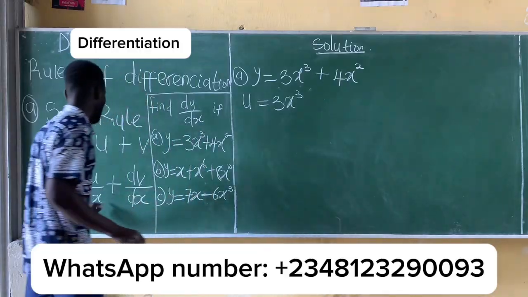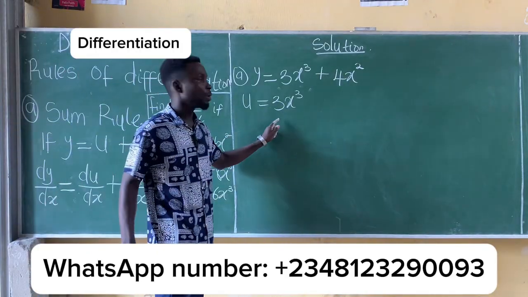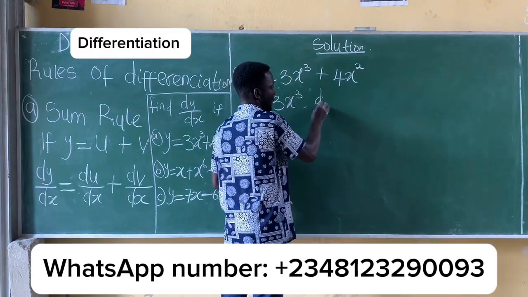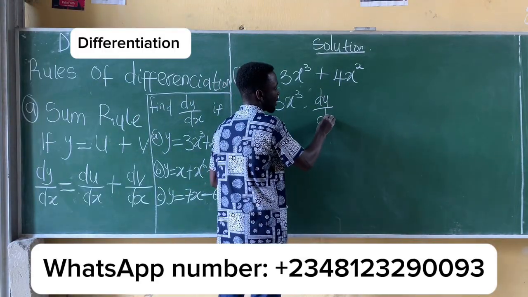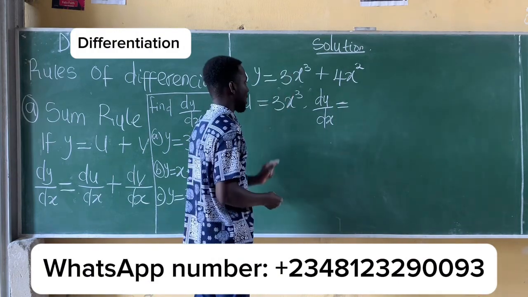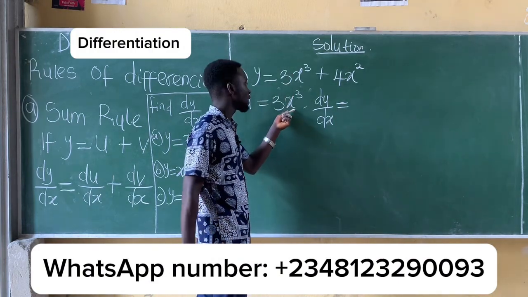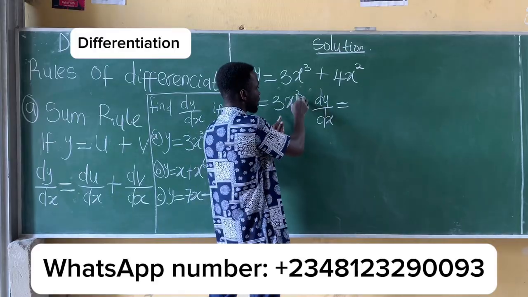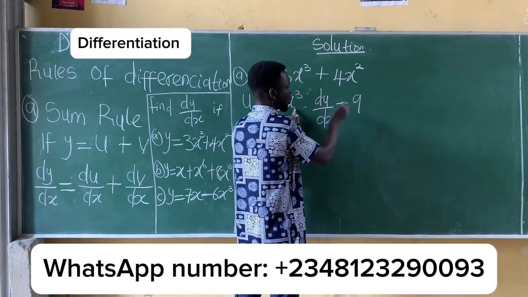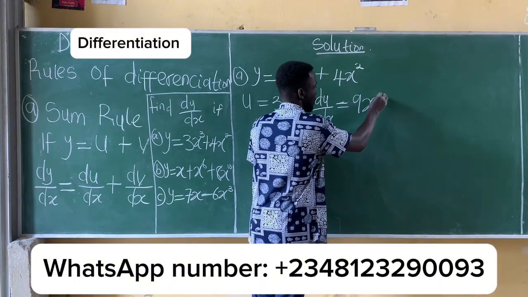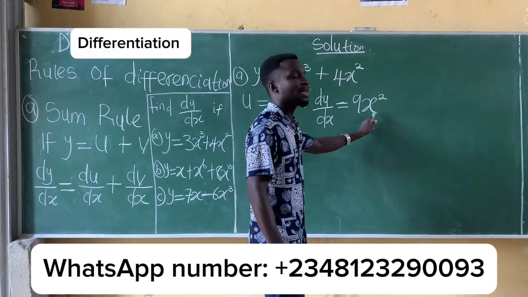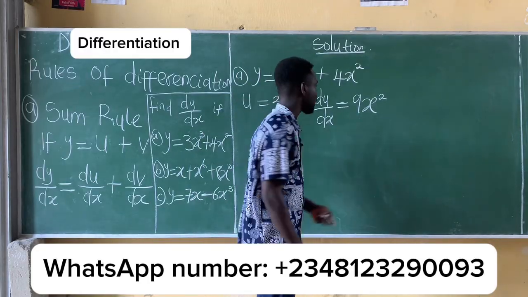So to get du/dx, what do you do? You differentiate your u. So if you differentiate 3x cubed, what are we going to have? Remember what we did earlier in our class, derivative of a constant times a power. 3 times 3 will give us 9. Then 3 minus 1 will give us 2. So therefore, if we differentiate 3x cubed, we are going to have 9x squared.